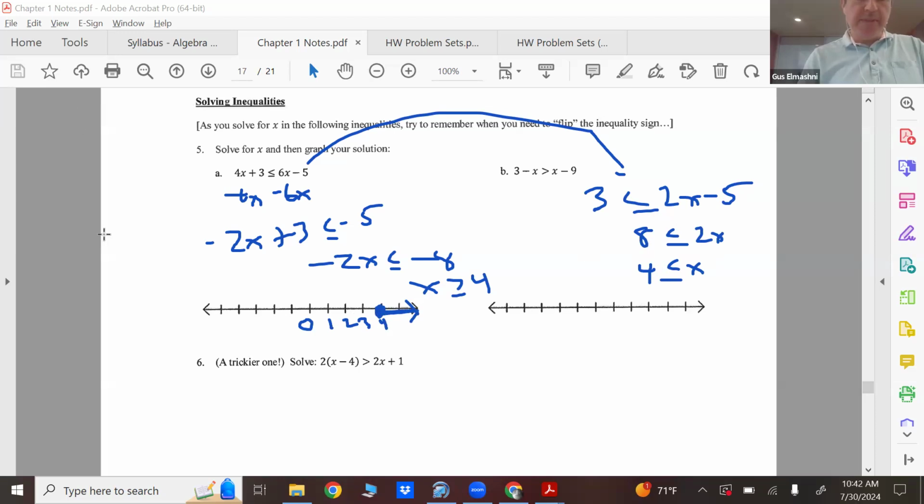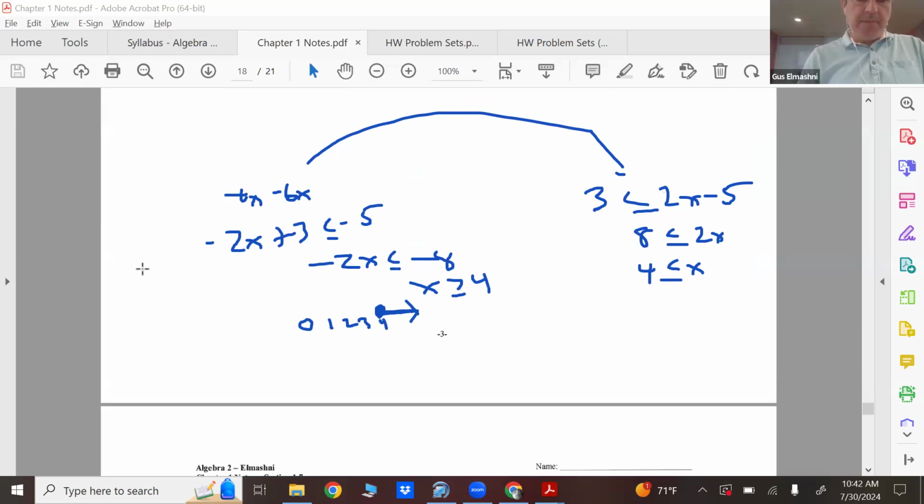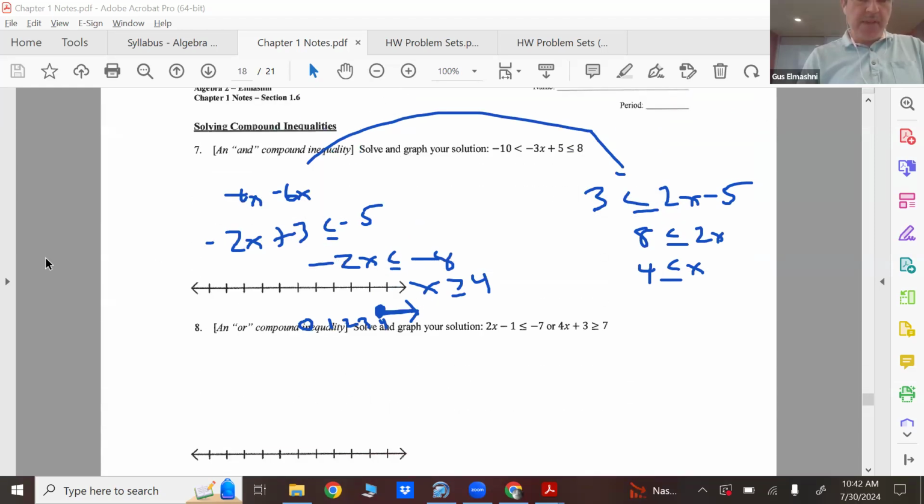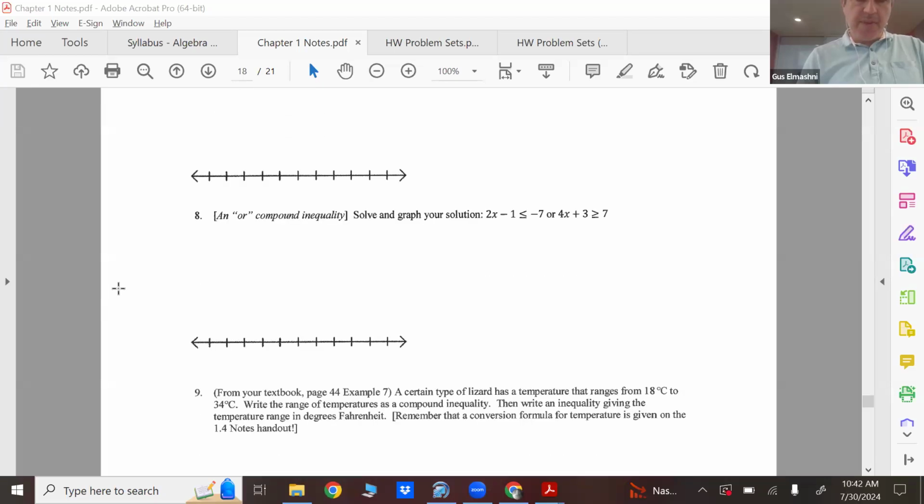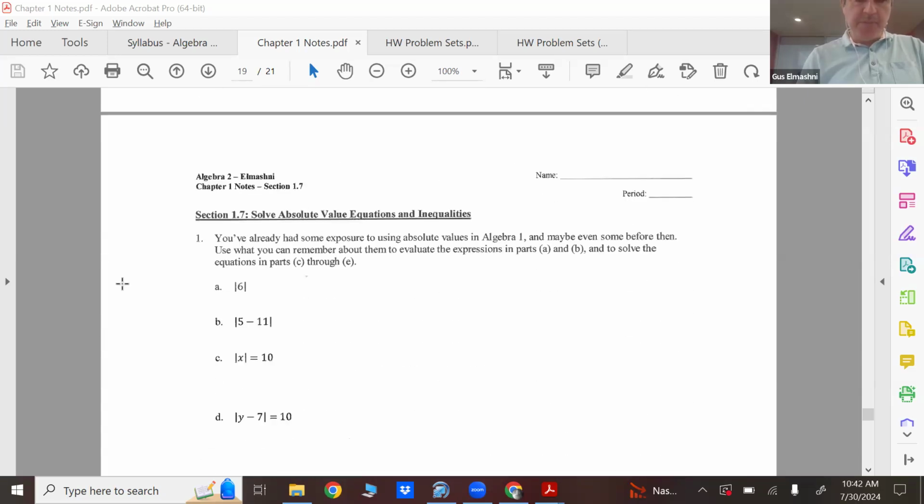So we'll do 5b and 6 as a class next time. Looking at 7, I think we'll save that for next time as well, and 8. The word problem we'll save for next time.